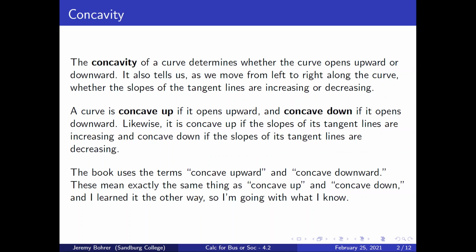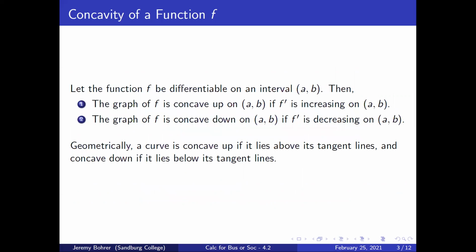Likewise, it is concave up if the slopes of its tangent lines are increasing, and concave down if the slopes of its tangent lines are decreasing. The book uses the terms concave upward and concave downward. These mean exactly the same things as concave up and concave down, and I learned it the other way, so I'm going with what I know.